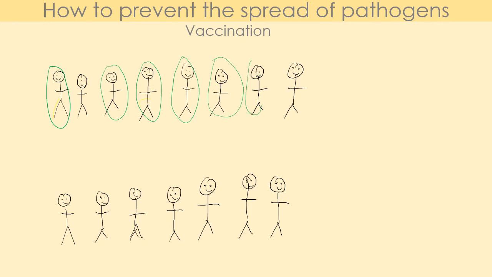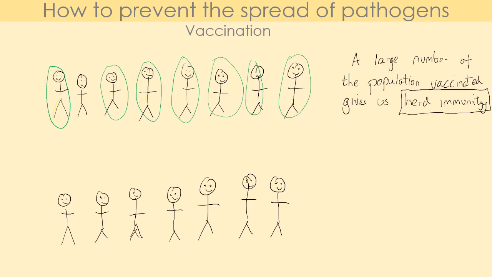If we have a large number of people vaccinated, we have herd immunity. We can then see that if the pathogen affects this one person here and it tries to spread to other people, we cannot spread to them because they have all been vaccinated. So herd immunity stops the spread of a disease through a population.